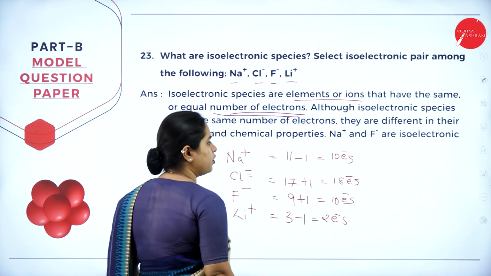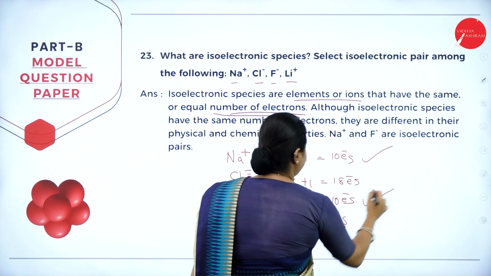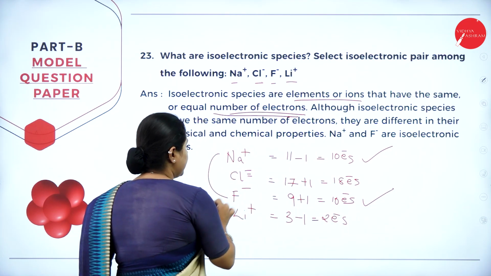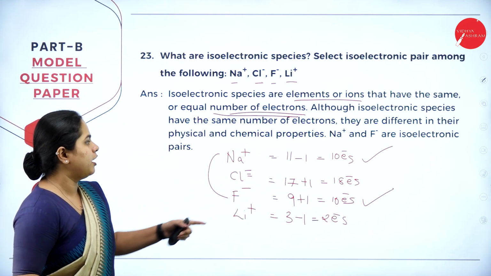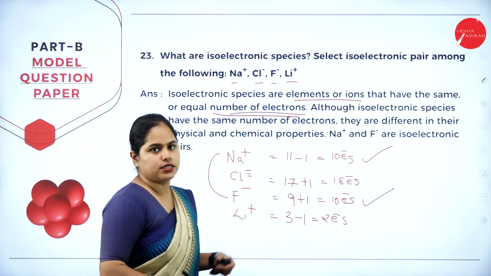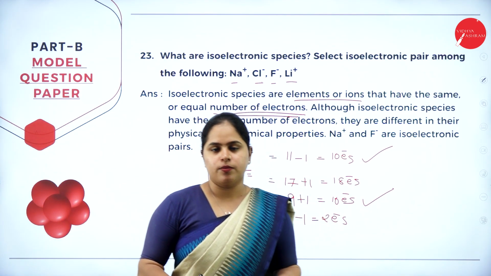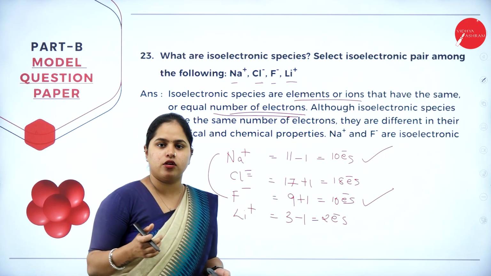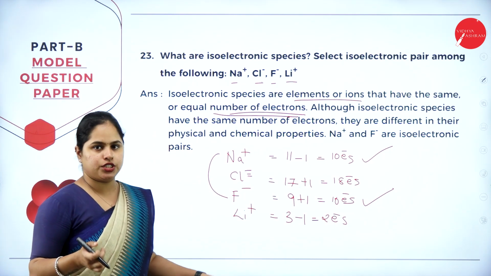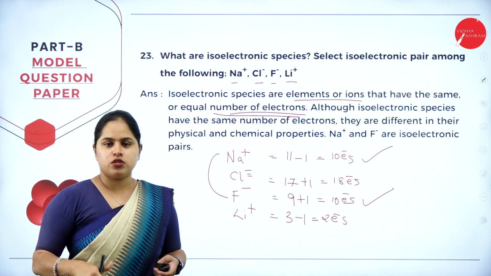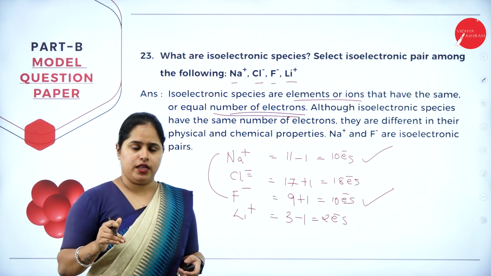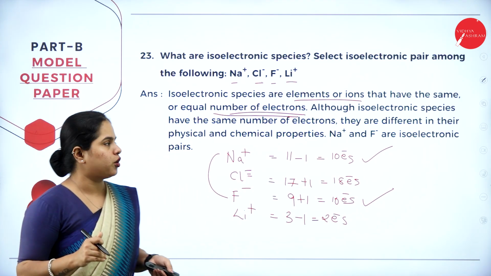So from here itself you can see which is the isoelectronic pair. It is Na plus and F minus. So Na plus and F minus are the isoelectronic pair. This is how you have to calculate. In the ground state you have to check how many electrons are there, and based on the charge, if it is plus, reduce 1 electron, if it is minus, add 1 electron. Okay. So this is isoelectronic species.